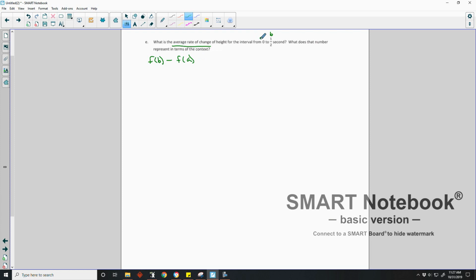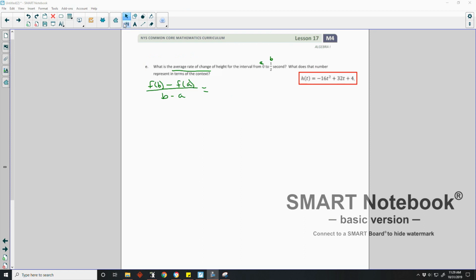which is f of 0, all over b minus a. So that's going to equal f of b. Now we need to go back to the equation. Okay, so I brought the equation in here. It is this right here. So f of b would be plugging in 1/2 to here. So this is going to take a little bit of room, so let me move this down.